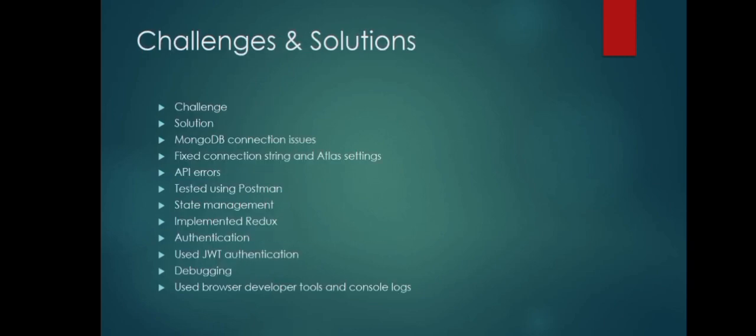Challenges and solutions. During the development process, I faced several challenges. Initially, I experienced MongoDB connection issues, which I solved by correcting the connection string and configuring the MongoDB address properly. Some API requests were not working correctly, so I tested and debugged them using Postman. Managing application state became difficult as the project grew, so I implemented Redux Toolkit for better state management. JWT authentication ensured secure login and browsing. Developer tools along with console logs helped me identify and fix errors during debugging.